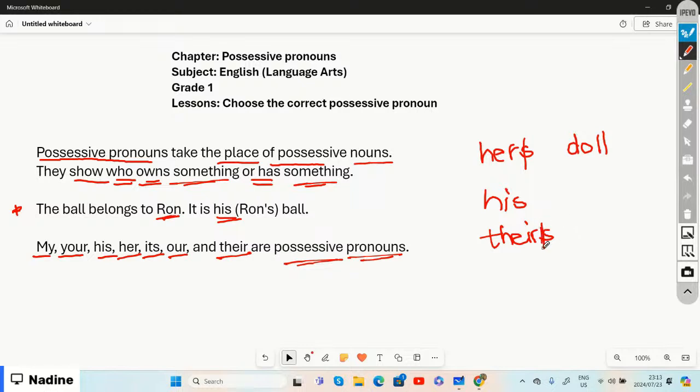It's their books. Right? So that is basically the pronouns that we will be using when it comes to possessive pronouns. They show who owns something or has something, but they take the place of the possessive noun. So instead of saying the person's name, like for example Ron, we're not going to say it is Ron's, we're going to say it is his, because we are taking the place of the possessive noun.